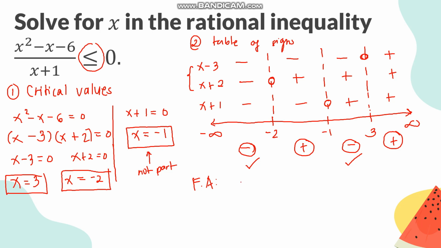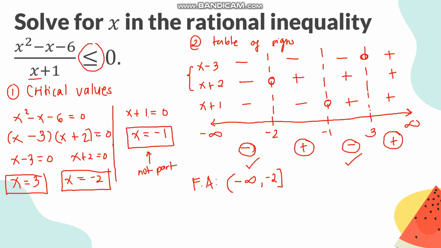So we will write here from negative 2 up to negative infinity, and then we'll use a bracket. But for negative infinity, we'll just use parentheses. Why? Because we don't know the exact value for infinity. Okay? So that's it. For the next one, we have negative 1 to 3.